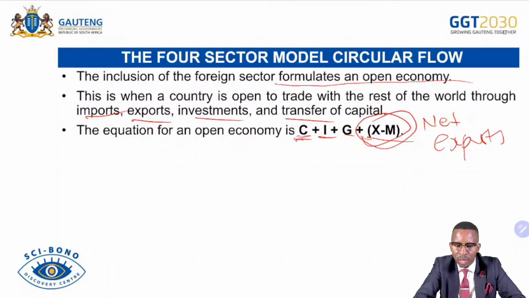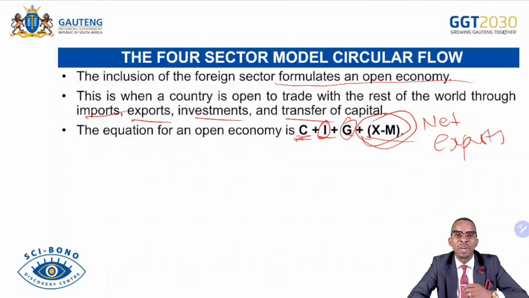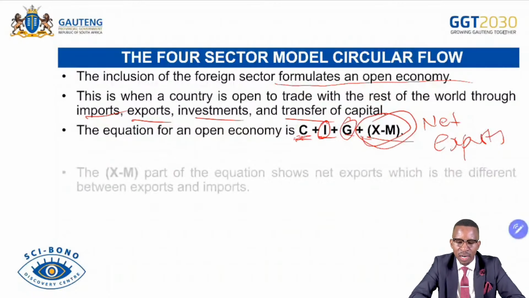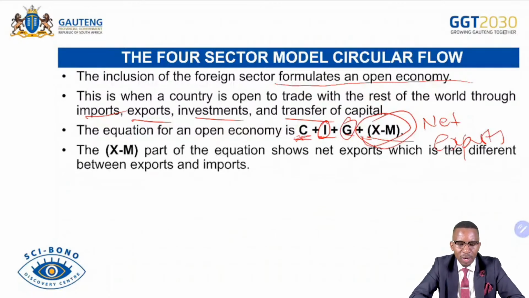From here, C is the one sector model. Adding I is the two sector model. Adding G is the three sector model. Adding X minus M, there is a four sector model, meaning the economy is open to foreign trade, where goods can be imported and exported. Investments can flow from one country to another. So the X minus M part of the equation shows the net export, like I mentioned, which is the difference between exports and imports.